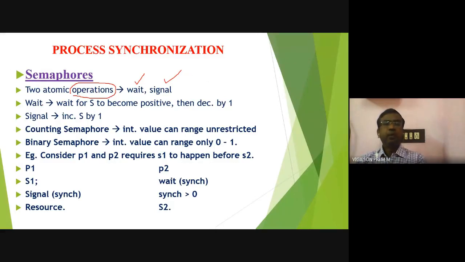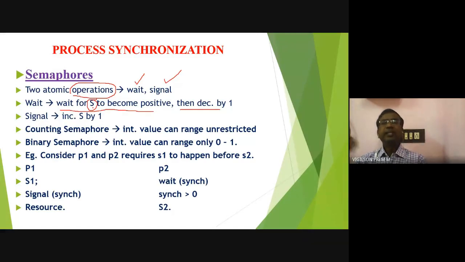So wait and signal, what will they do? Wait for S to become positive, then decrement it by 1. S means semaphore. Here this capital S indicates semaphore, not signal. Wait for the semaphore to become positive. If no process is there, it will wait until it becomes positive. Positive means one process is arriving, which is the signal to enter into the critical section, so that the semaphore value will be decremented by 1.